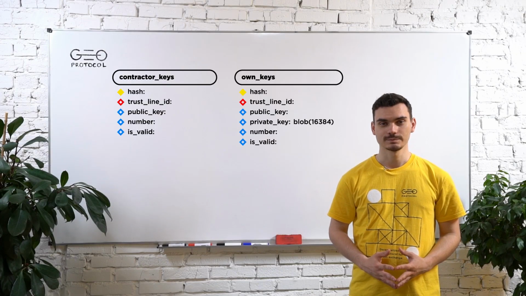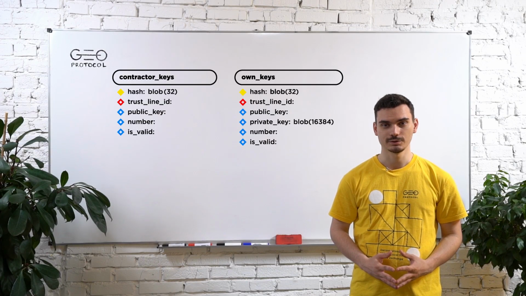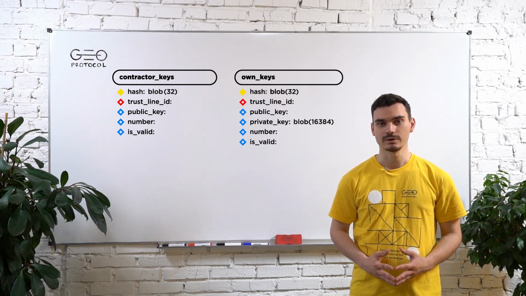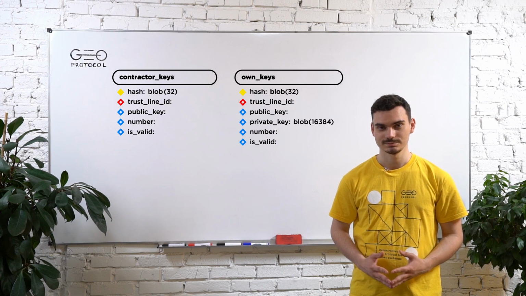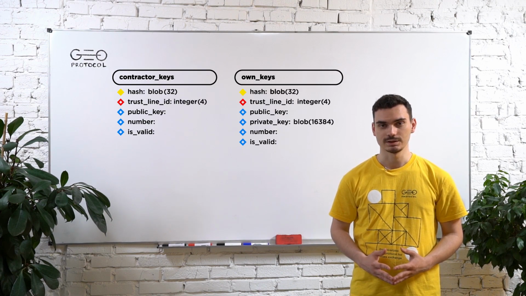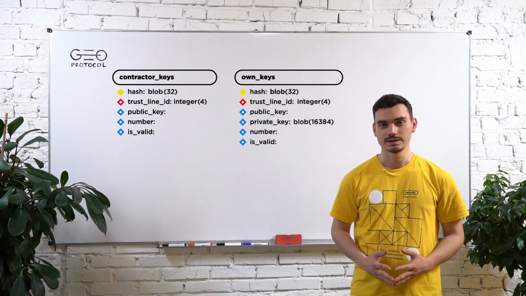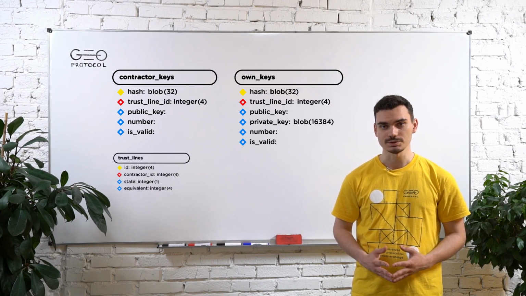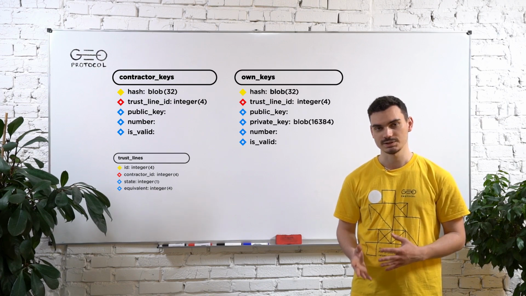And here are the fields that these 2 tables have in common: hash, Trustline ID, public key, number, is valid. Hash field contains a 32-byte hash value of the public key in the same table. It is used to link the public key with other entities in the database. Trustline ID field contains the Trustline identifier that is located in the ID field of the Trustlines table and is used to relate a key to a particular Trustline.